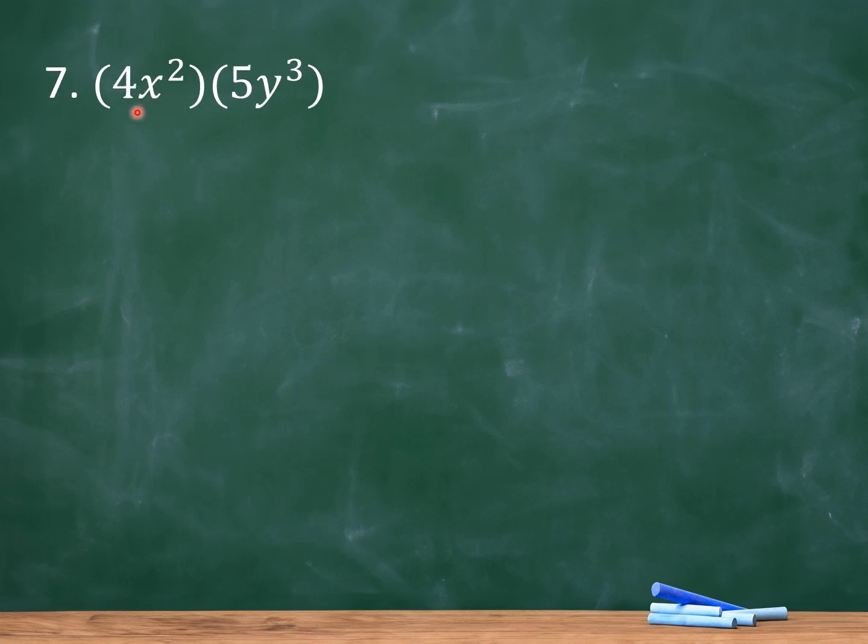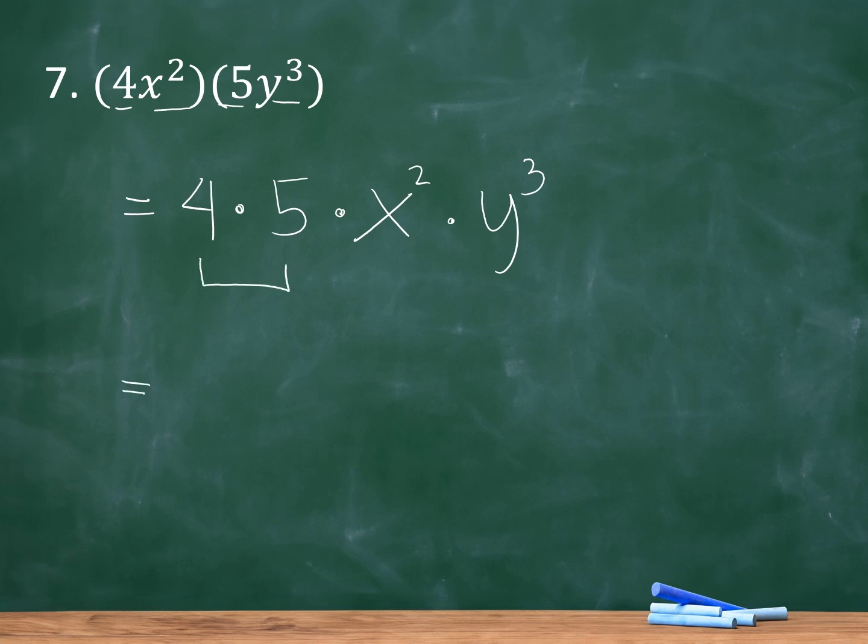Example number 7, 4x squared times 5y cubed. So this time we multiply our numerical coefficients, 4 times 5, and then let's multiply our variables, x squared times y cubed. So we multiply our numerical coefficients. 4 times 5 is 20.